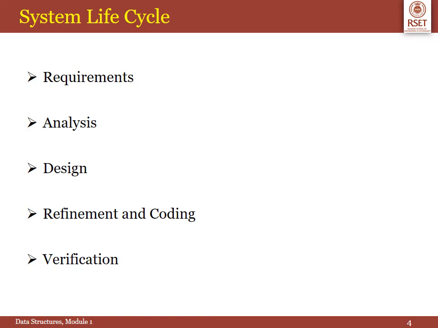In some cases, we find that an algorithm can be made more efficient, based on the performance analysis of other algorithms which are more efficient than this one. So we change the algorithm. That is what you call refinement and coding. And finally, once the whole program is completed, we do the verification part.